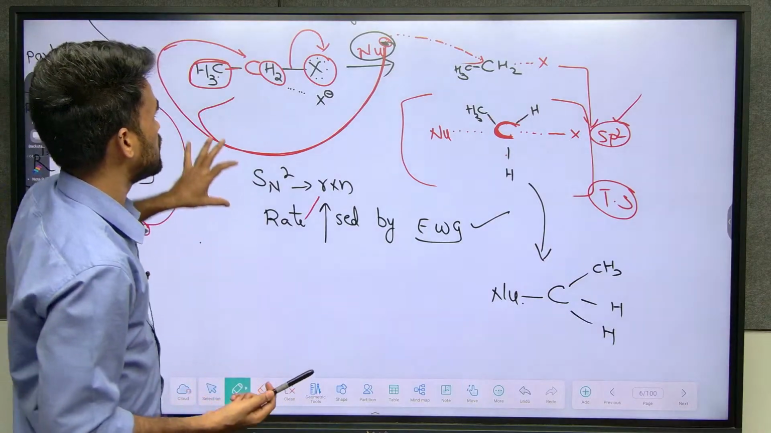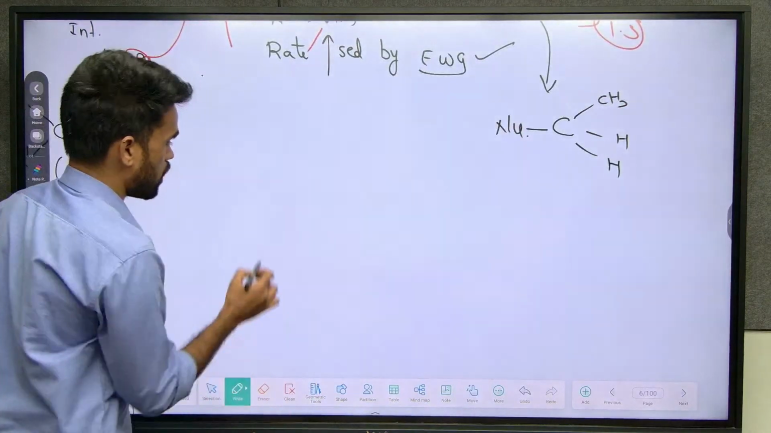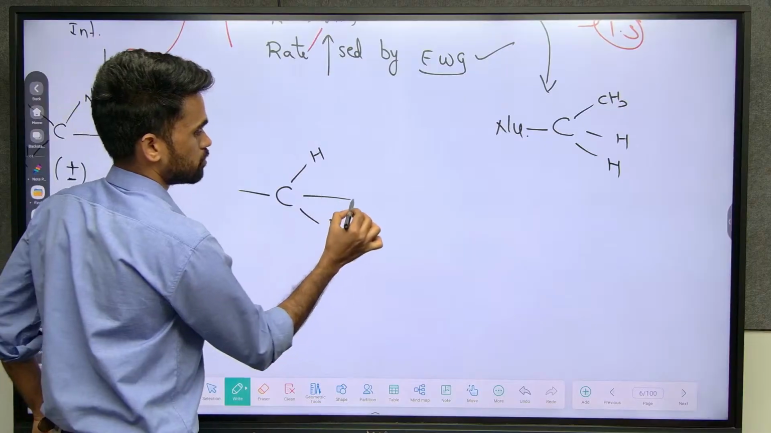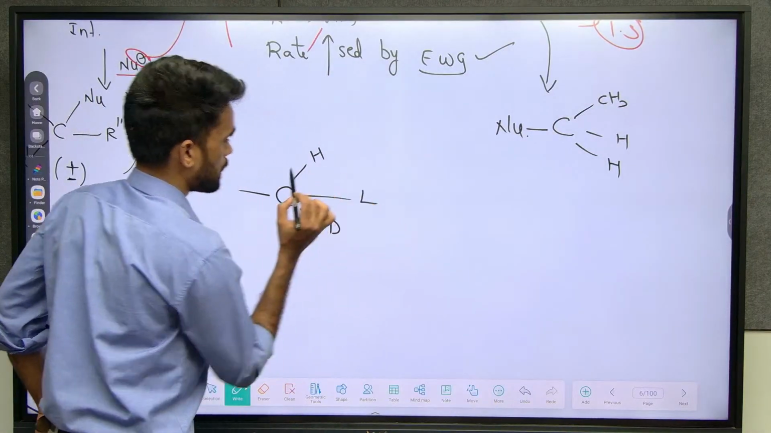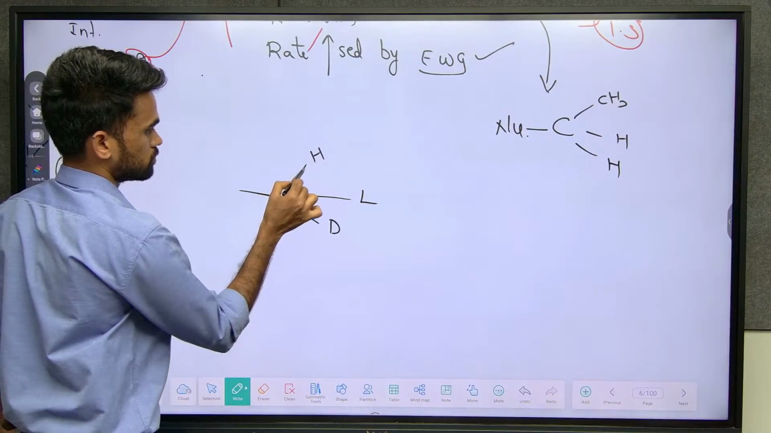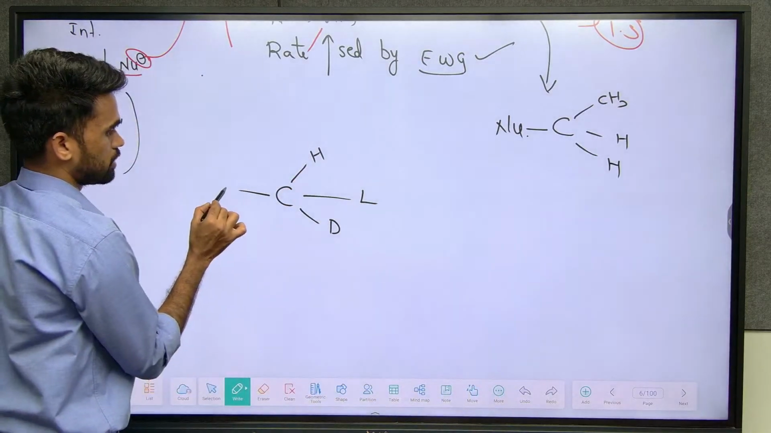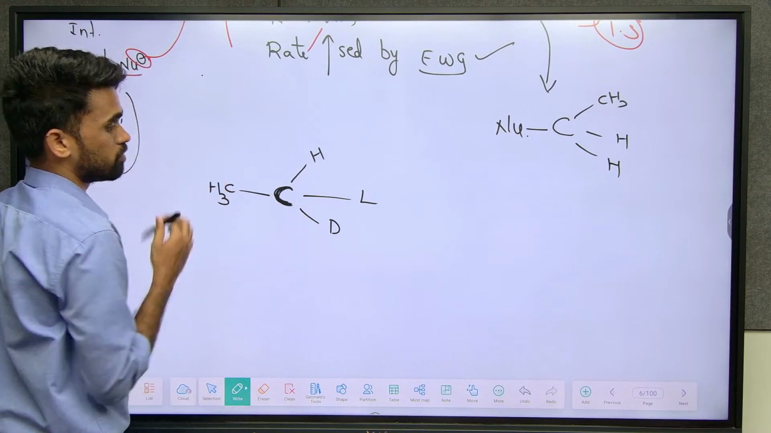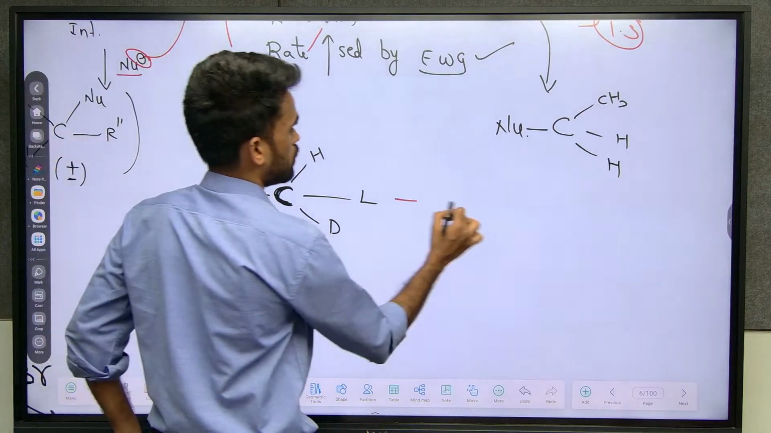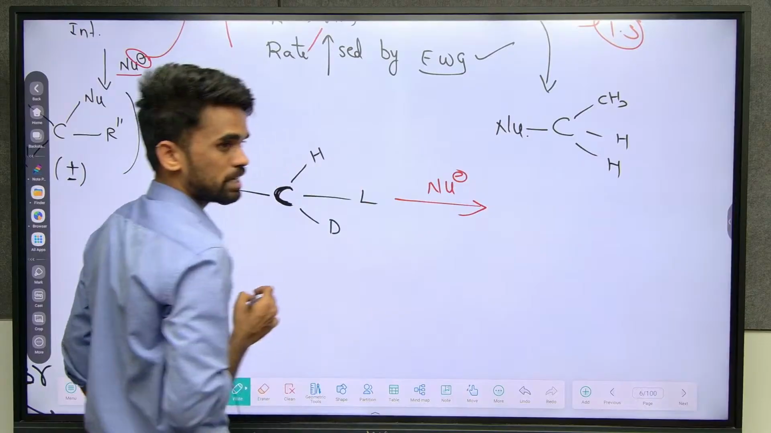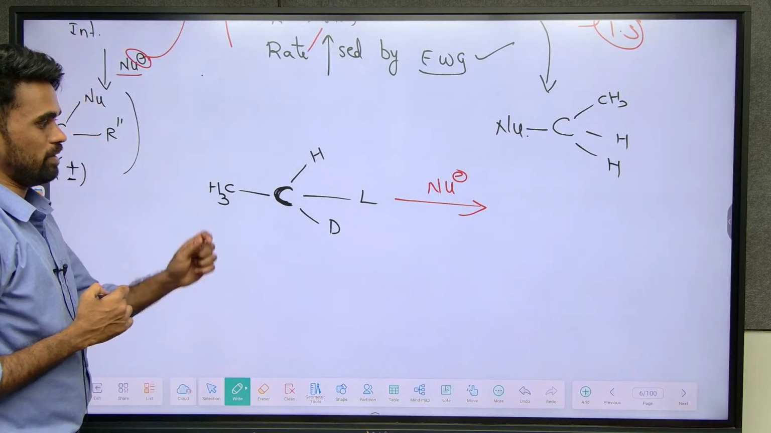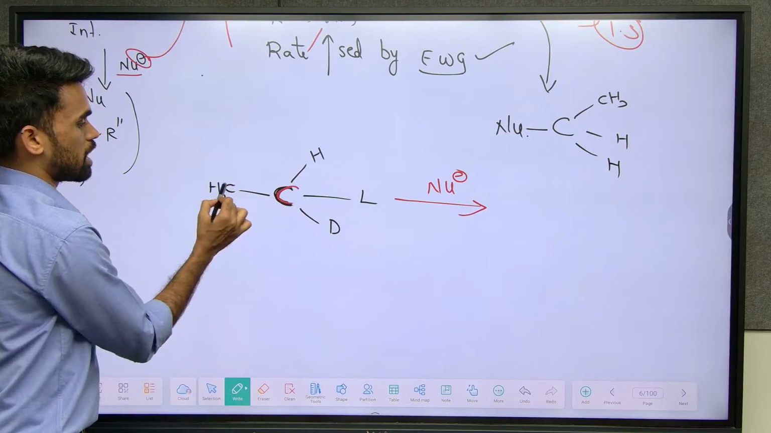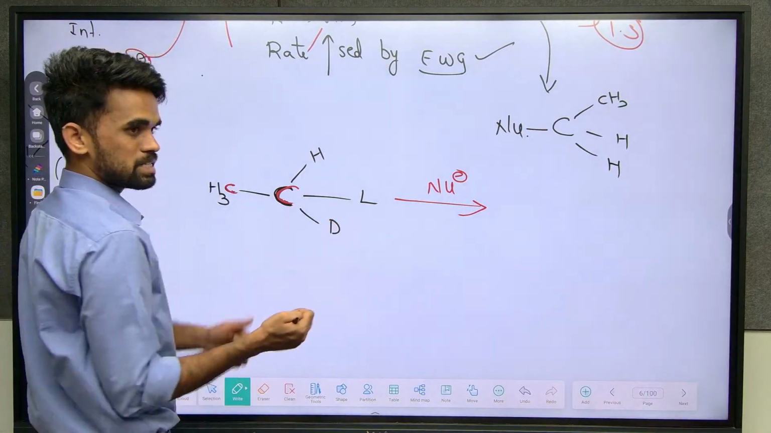Now why we are saying all these things means, you just listen here what I am saying. A carbon is there, hydrogen, deuterium, and some leaving group I am writing as L, and here one more methyl group, let us put. See, tell me whether this carbon is chiral or not. Once check. 4 different groups are there. Yeah. Now you are treating this with a nucleophile. With what you are treating? Nucleophile. So it is a primary, secondary, tertiary. Which carbon? Only one carbon attached means primary. So primary means definitely SN2.